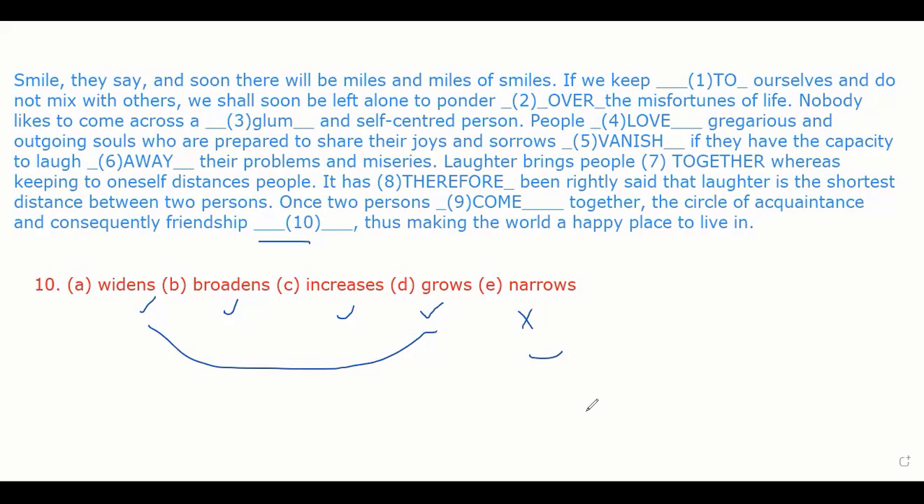Increase. Correct? Because we're talking about words to come together, circle of acquaintance and friendship. It should become better, right? That is why this cannot come anyway. Even if a friendship widens, they will also become negative ones, right?